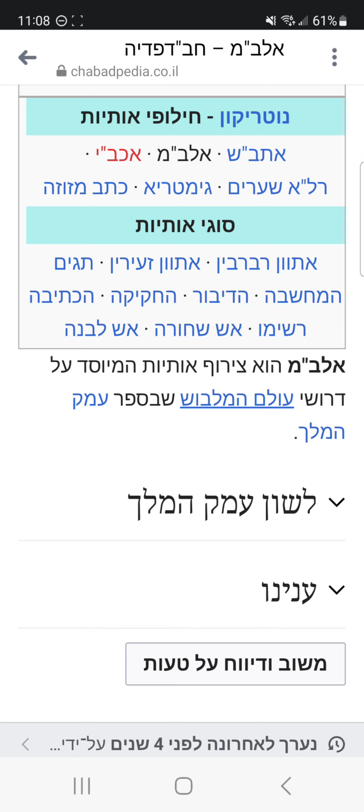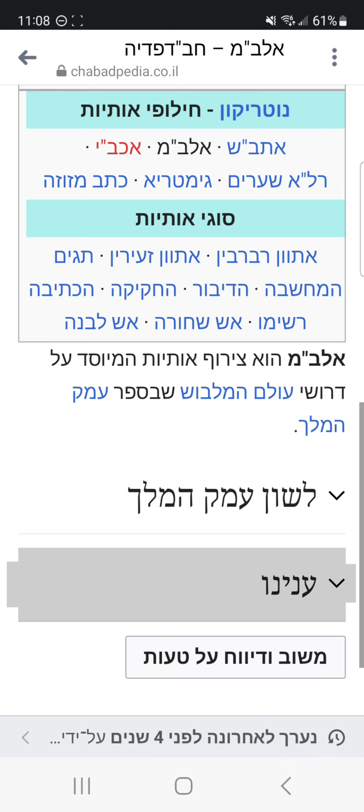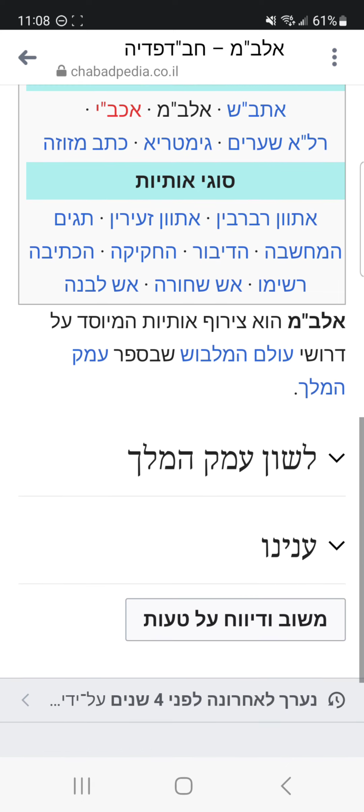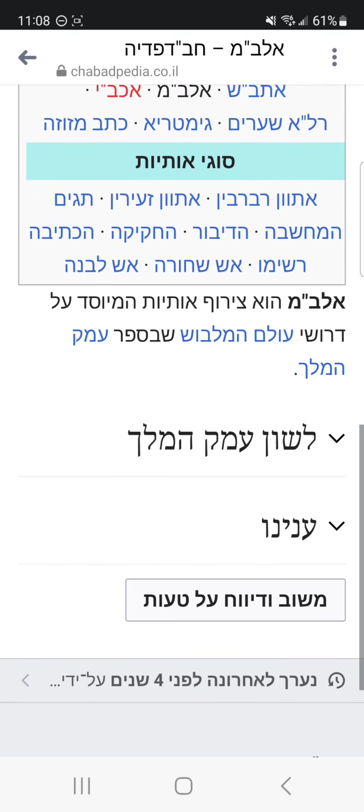We have atbash, we have albam, achbi, meaning we have Aleph with Taf, Beis with Shin. We have Aleph with Lamed, Beit with Mem. We have Aleph with Kaf, Beit with Yud. We have the Reish Lamed Aleph Sharim, 231 gates. We have Gematria, and we have the Ksav Mezuzah, okay.